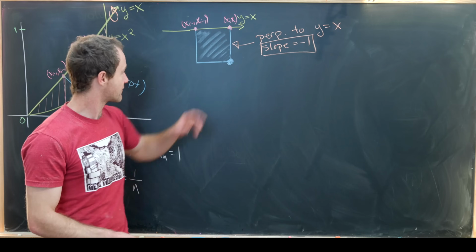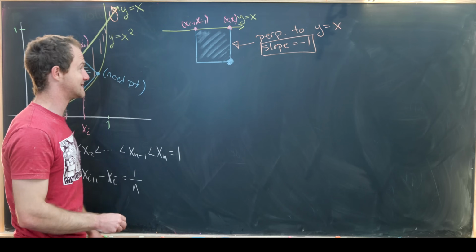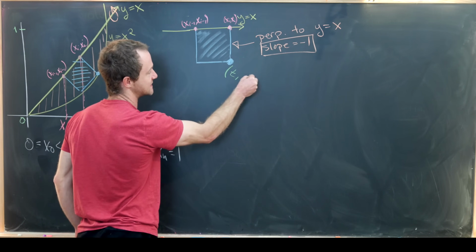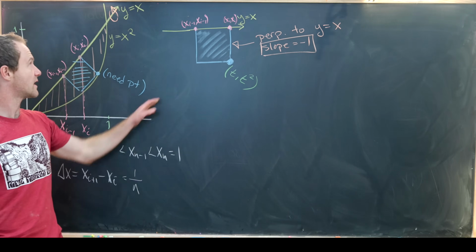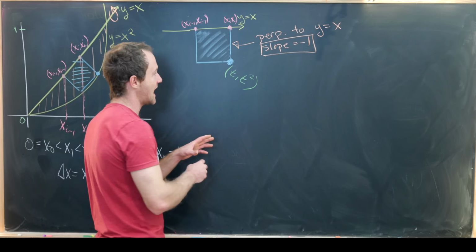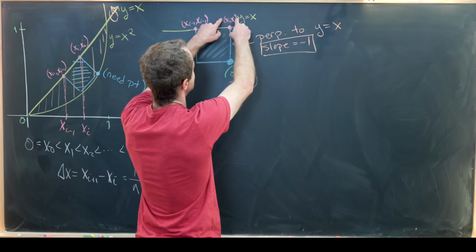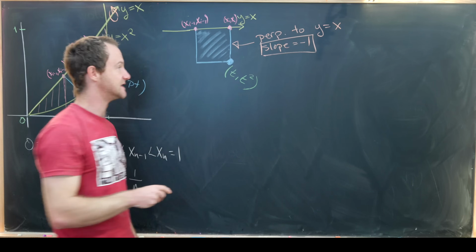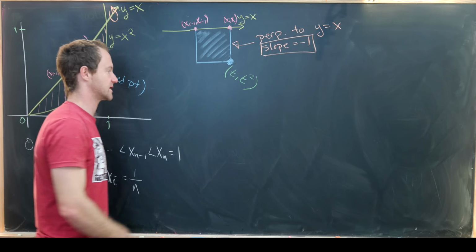Also, since this point right here is on the parabola, we know the form that this point takes. Notice it must take the form (t, t squared). Well, x coordinate t, y coordinate t squared because it's on the parabola y equals x squared. So now we can just calculate the slope of the line between these two points right here, (x_i, x_i) and (t, t squared), set that slope equal to -1 and solve for t.